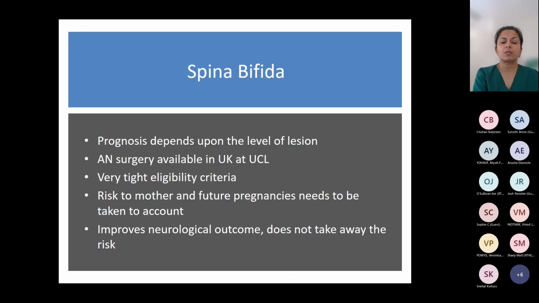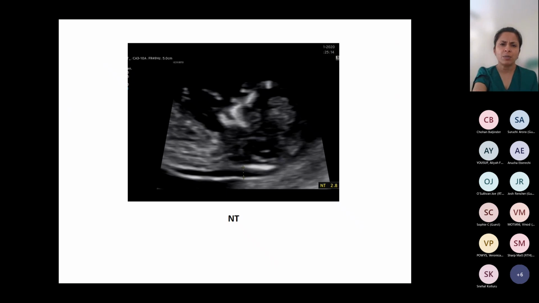Oh yes, and spina bifida surgery, remembering that it can reduce the risk of exposure of the spina bifida to the amniotic fluid. It doesn't take away the risk which is caused by the neurological stretching that happens because of this defect per se. This is a baby at 12 weeks.